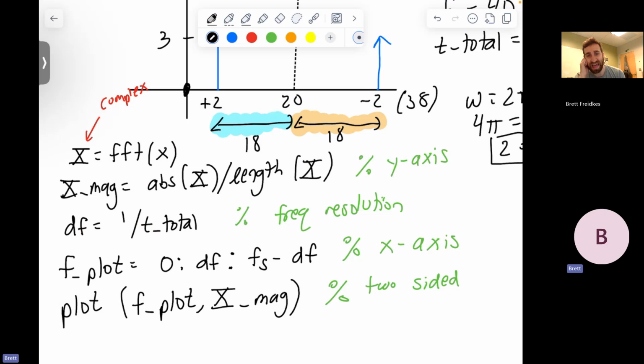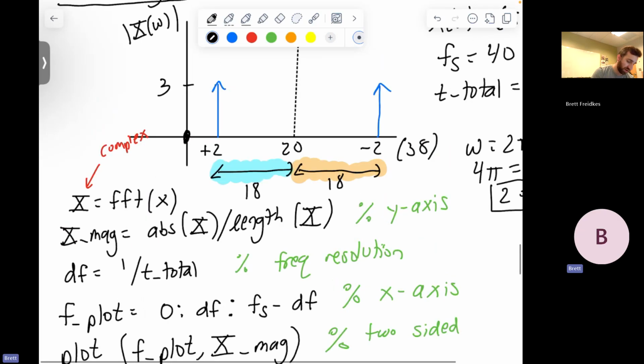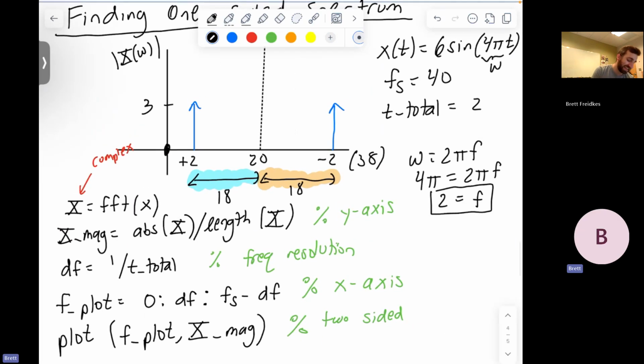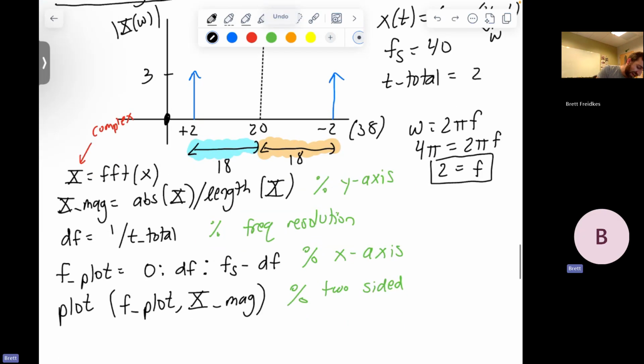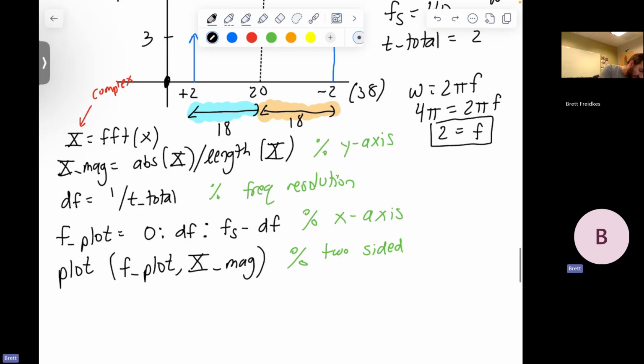We expect to have 80 data points for our frequency. We expect 80 points because our sampling frequency was 40 samples per second and our total time was 2 seconds. So we expect 80 samples. That means that this ends up being 80 samples. This is 80 samples. This also must be 80 samples.